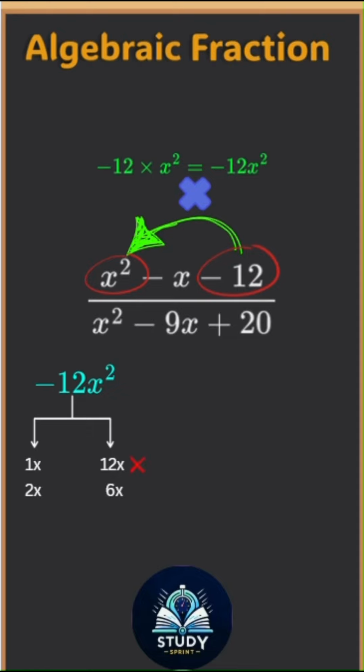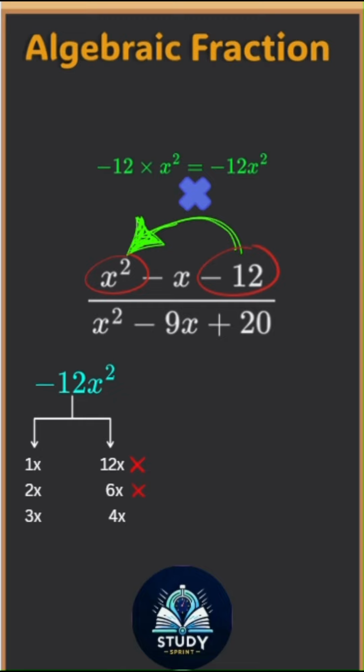Our second pair is 2x multiplied by 6x. When multiplied together they do give 12x squared, but when subtracted or added they do not give our middle term. Then we have our third pair of factors, which is 3x multiplied by 4x. When multiplied together they give us 12x squared, and when subtracted they give us 1x.